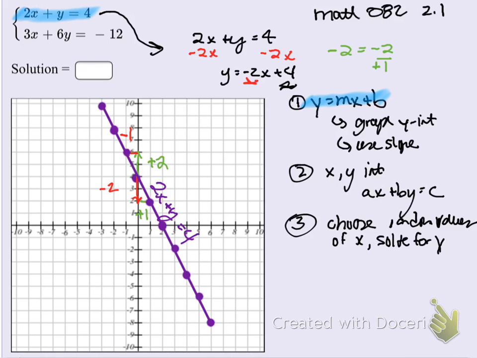All right, so let's look at the second equation that we have. We have 3x plus 6y equals negative 12. This is the equation that I'm looking at now. So I could, if I wanted to, solve for y. But as you can see, that's going to take two steps. First, I would have to subtract 3x from both sides, and then I'd have to go through the trouble of dividing everything by 6.